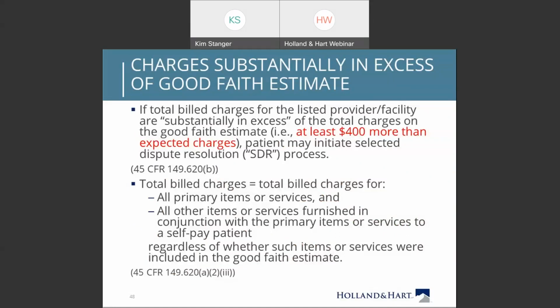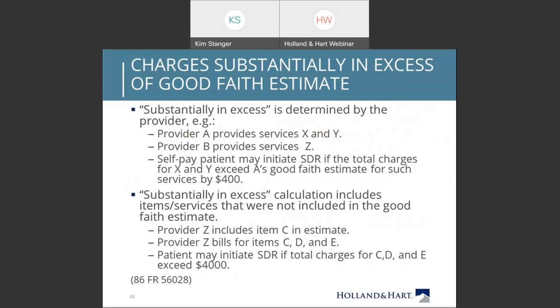The total billed charges are defined as the total billed charges for all primary items or services and all other items or services that were furnished in conjunction with the primary service or item to a self-pay patient, regardless of whether such items or services were actually included in the good faith estimate. So how this works is to determine whether or not the actual charges were substantially in excess of the good faith estimate.